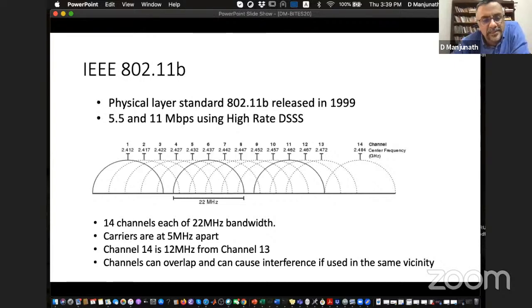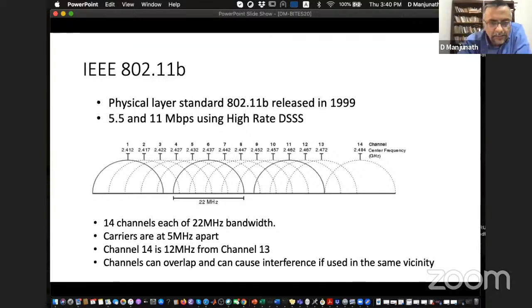Each one had a 22 megahertz bandwidth. But the difference was that these channels were overlapping. Channel number 1 and channel number 2, the non-overlapping part was only 5 megahertz. So there was a combination of DSSS and the channel separation of this order, which would allow multiple WLANs to coexist in the same geographical location. For example, your Wi-Fi and your neighbor's Wi-Fi coexist. Because of tricks like this, they are allowed to coexist in the same place.